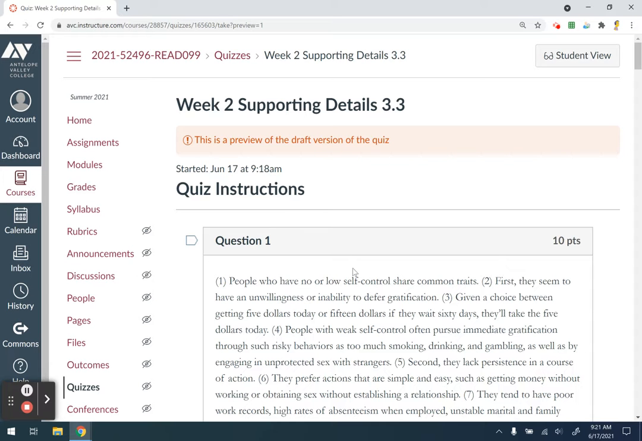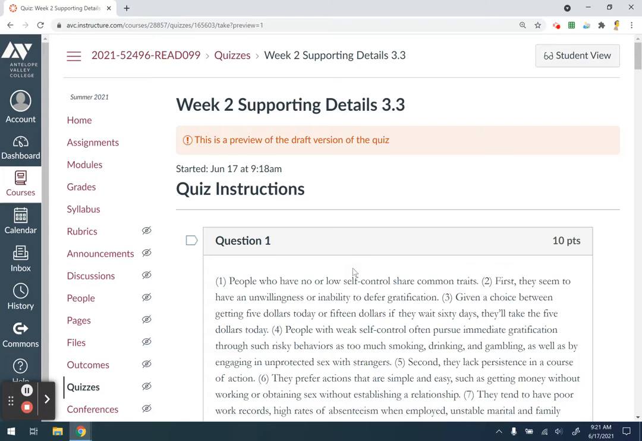So when looking for supporting details, we have to make sure we know and understand what the main idea is and what the supporting details are, because you can't identify the supporting details without identifying the main idea as well. So again, it's a building block.